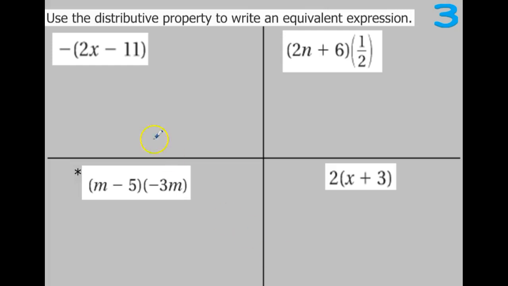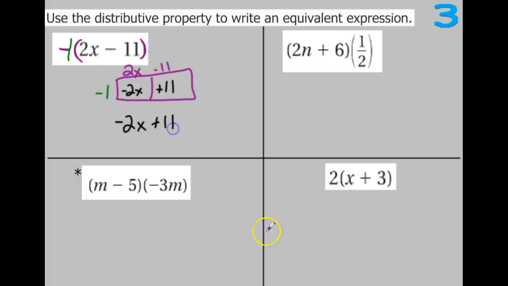Here's another one just like it. Inside our classroom we have 2x minus 11. Our teacher out front, it's really not a number there. This is really a negative. It's like a teacher that's hiding. This is really a negative 1. So when we multiply, negative 1 times 2 is negative 2x, and negative 1 times negative 11 is a positive 11. So we have negative 2x plus 11.